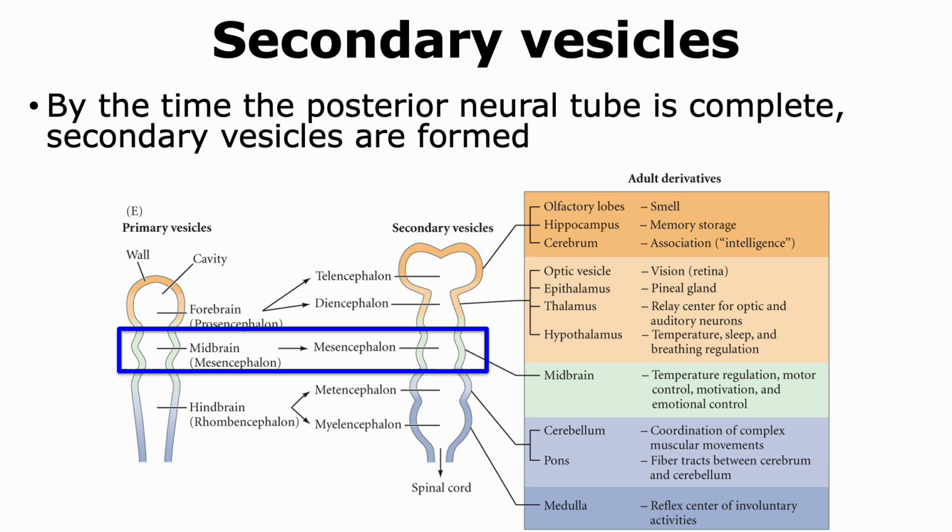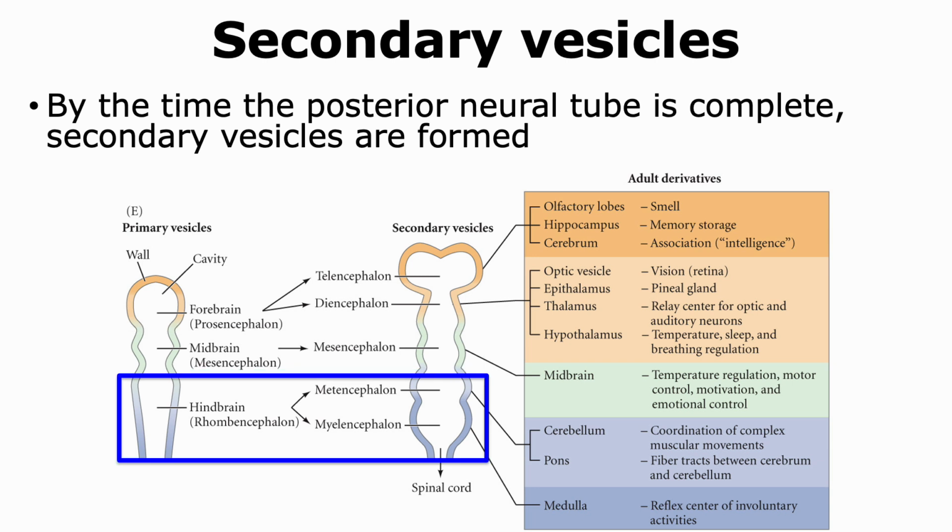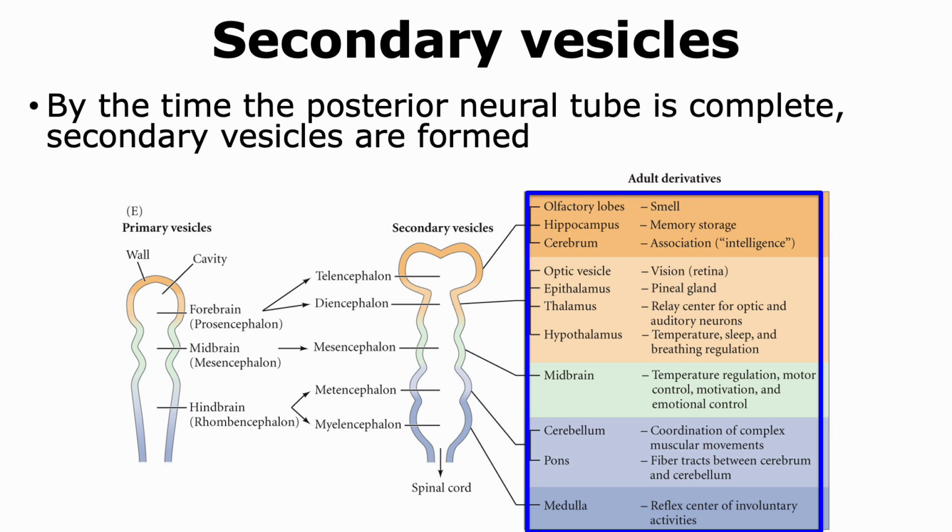of the figure. The midbrain does not undergo any additional vesicle formation, and hence we have the mesencephalon the way it is. However, the rhombencephalon forms the metencephalon and the myelencephalon, so it also branches out into two secondary vesicles. Now, as shown in this table, it tells us the different parts of the brain that are formed based on their location of whether they are in the telencephalon or diencephalon or mesencephalon or metencephalon or myelencephalon.